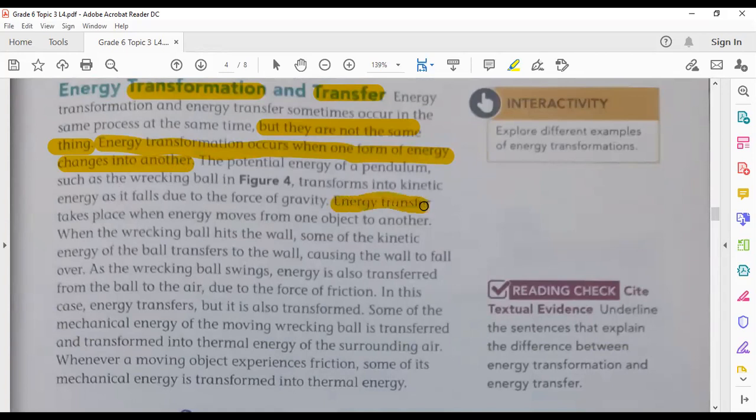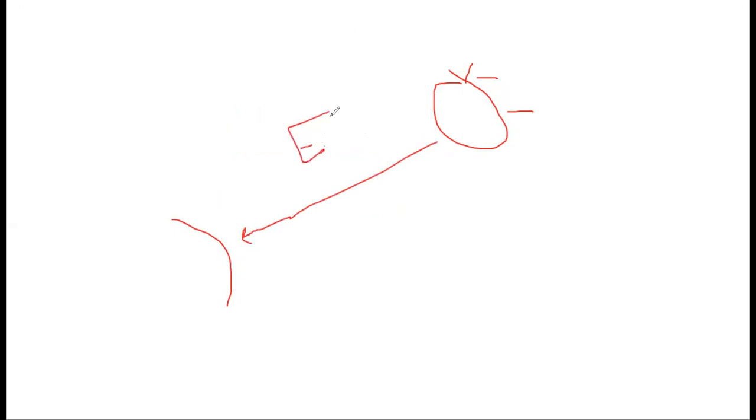What is energy transfer? Energy transfer takes place when energy moves from one object to another. Example of energy transfer: look here. This is the sun, and this is the earth. Electromagnetic radiation comes to earth not by conduction and not by convection, but by radiation. In this case, energy transfers. This is an example of energy transfer.